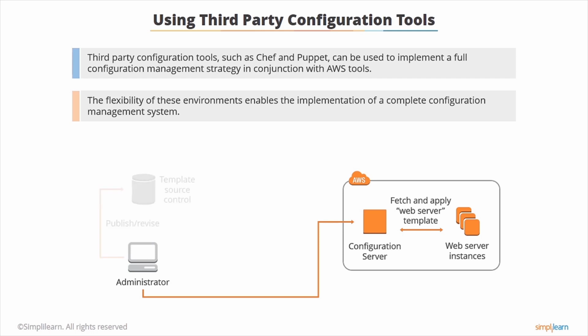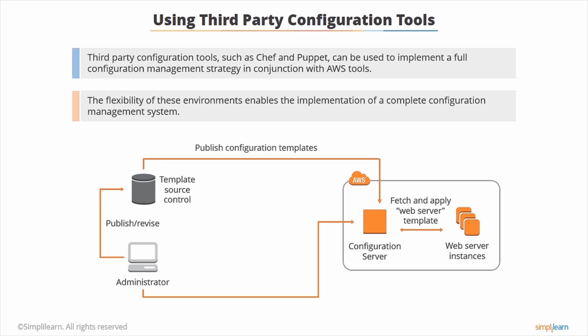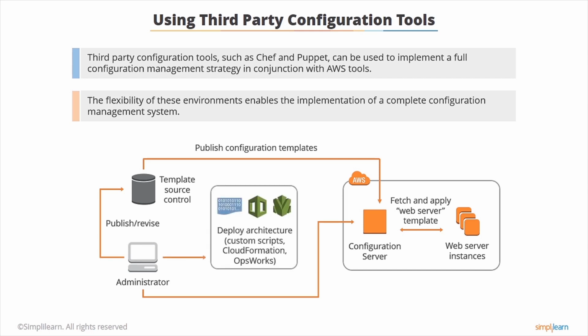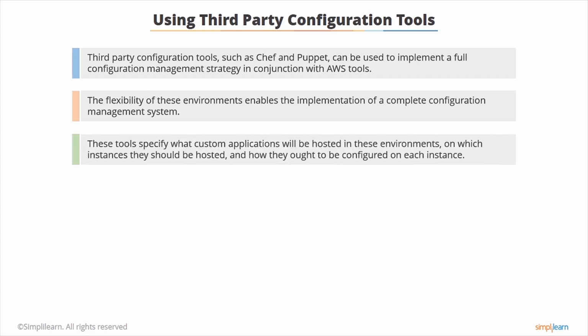The administrator will create configuration templates, publish them to the configuration server, and check them into a source control system for version management and change tracking. The administrator will use custom scripting, CloudFormation, OpsWorks, or similar products to describe and create a full AWS cloud deployment environment. These tools may also specify what custom applications will be hosted in these environments, on which instances they should be hosted, and how they ought to be configured on each instance.